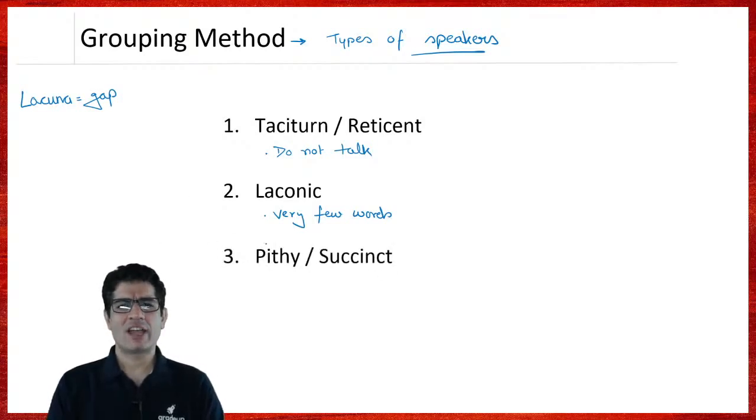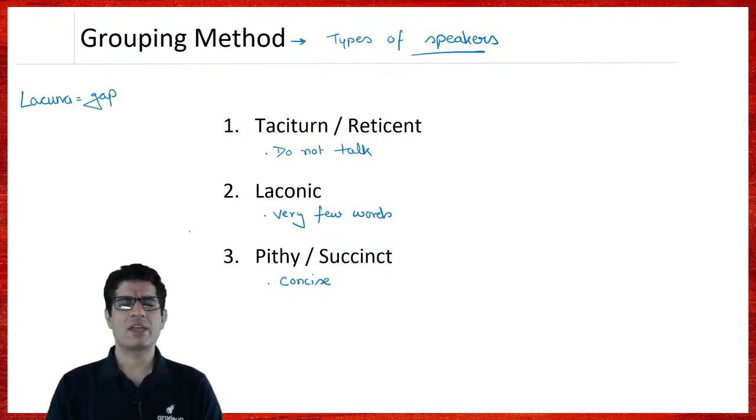Then you have people who are pithy or succinct. These are people who are very concise. They do not leave any gap whatsoever, right? But they use great economy of words. ये वो लोग हैं जो कम से कम शब्दों में अपनी पूरी बात बोलते हैं. हिंदी में एक मुहावरा है, गागर में सागर. That's the kind of thing that is conveyed using pithy or succinct.